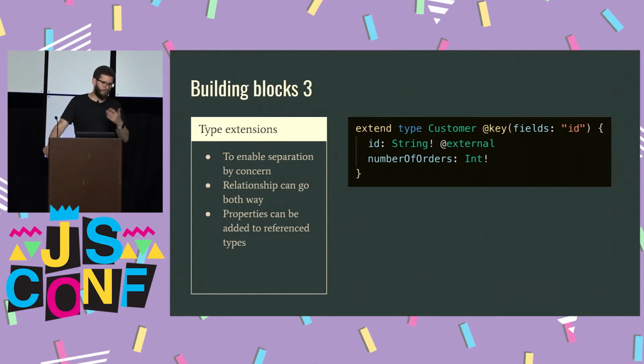I mean, there's no point in adding this data to the customer service. It doesn't concern it. So we have to add it to the order service. And that's what we're doing here. We just add another prop to a reference type without this external keyword. So GraphQL knows straight away it's native to this schema. And that way you create the relationship between those different schemas. So actually super simple.